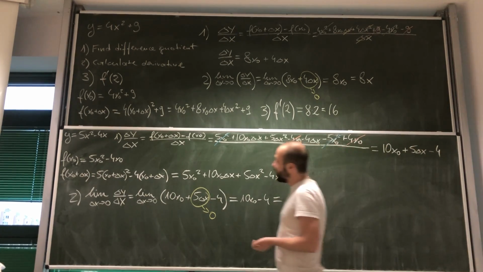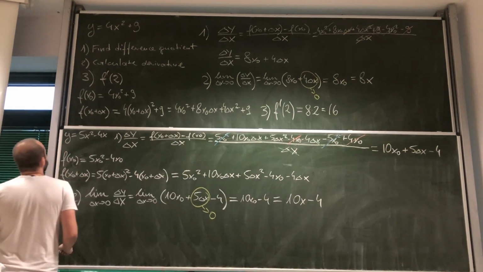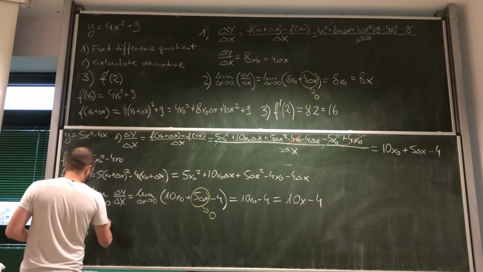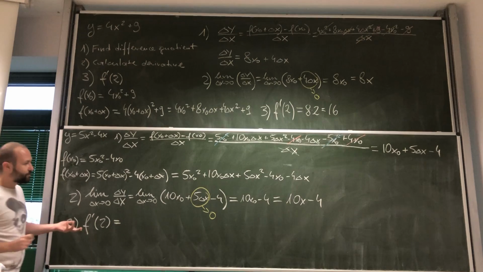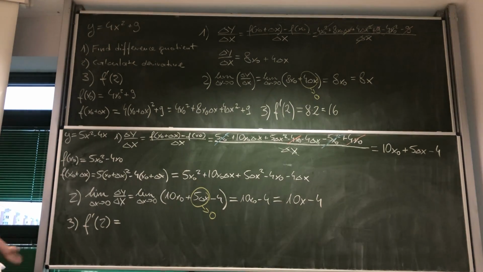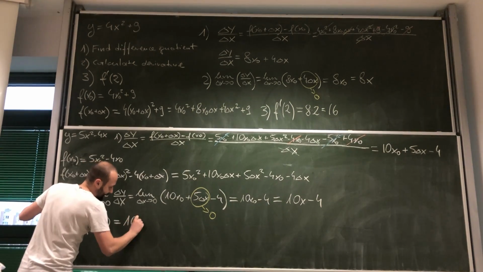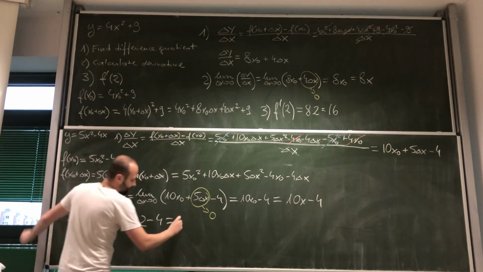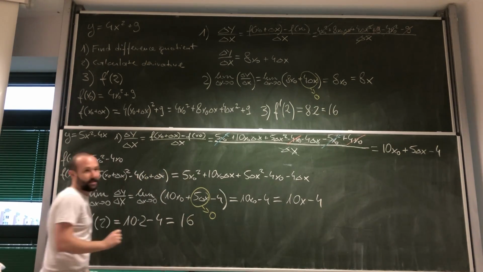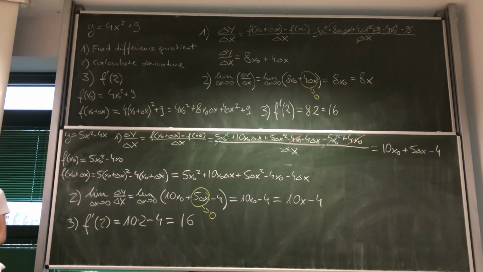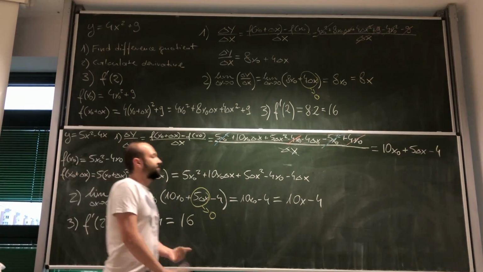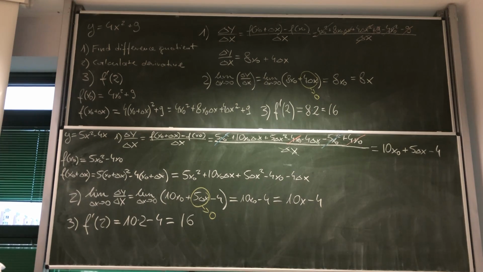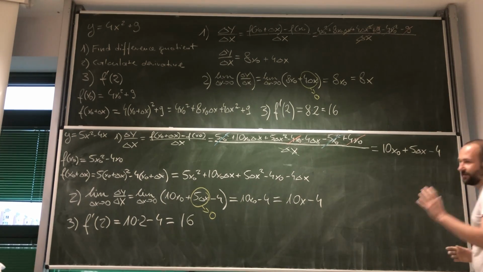Okay, and finally, again, we can calculate what f prime of 2 is. For f prime of 2, we just need to substitute 2 into this function, so we've got 10 times 2 minus 4, which gives us 16. Okay, and look, this is how we calculate a derivative by definition.